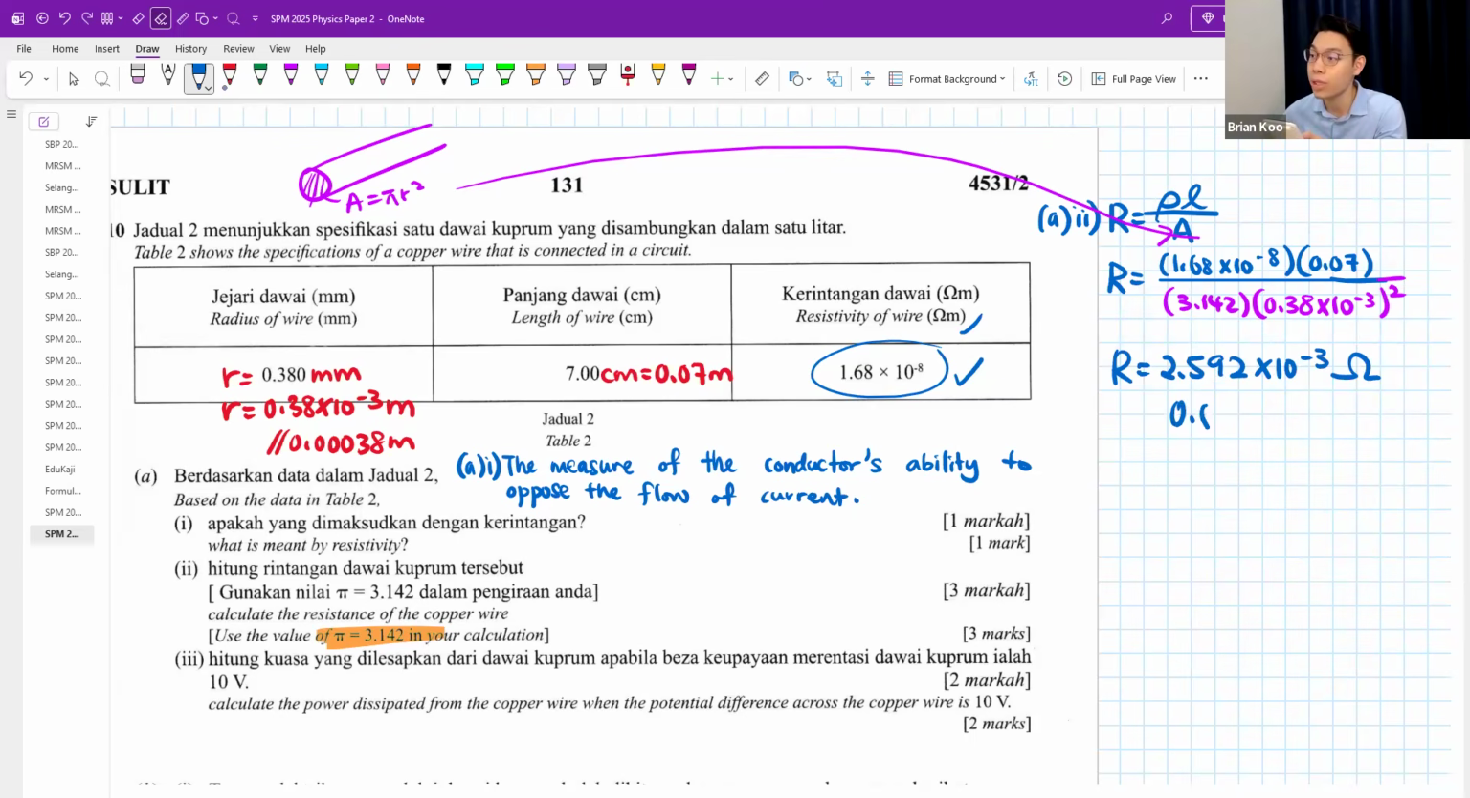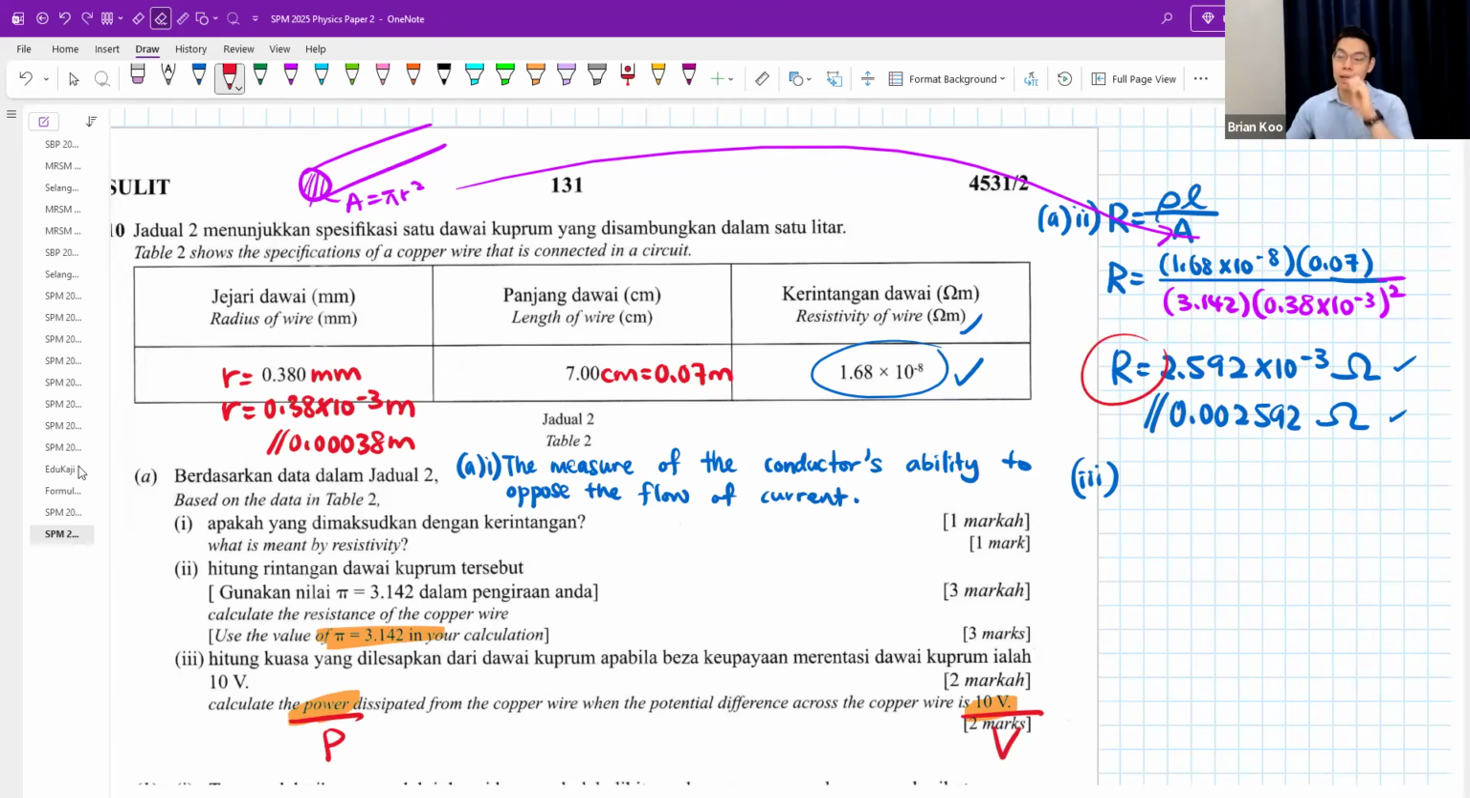You want to do 0.002592 ohm, also can, it is the same. Okay, either one. Then part 3, calculate the power dissipated from the copper wire when the potential difference across the wire is 10 volts. So they give you the voltage. They ask you to find power. And you have the resistance.